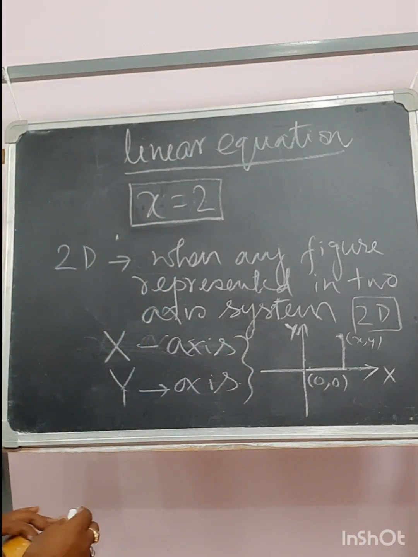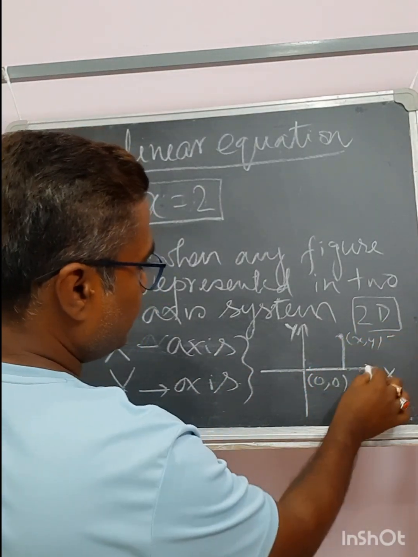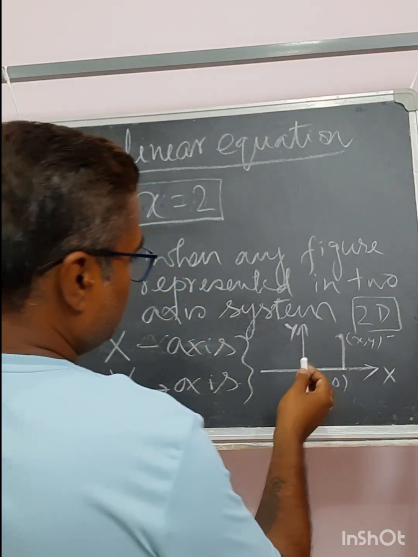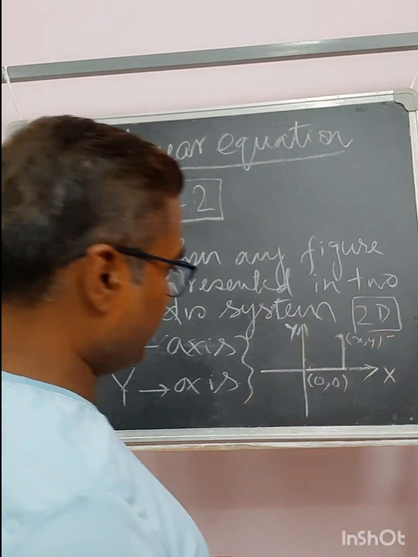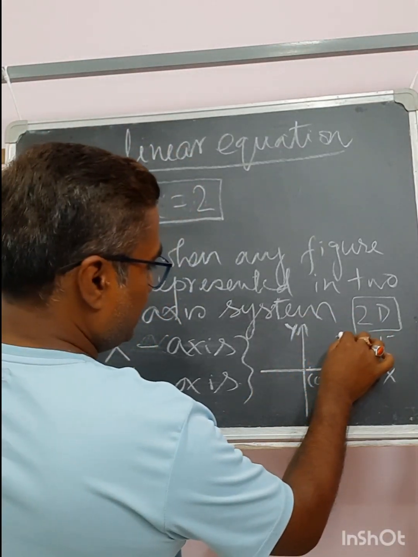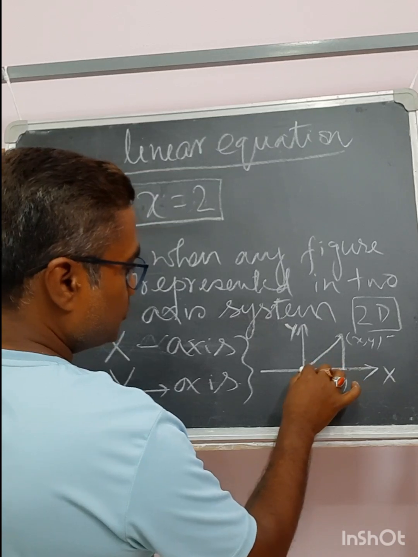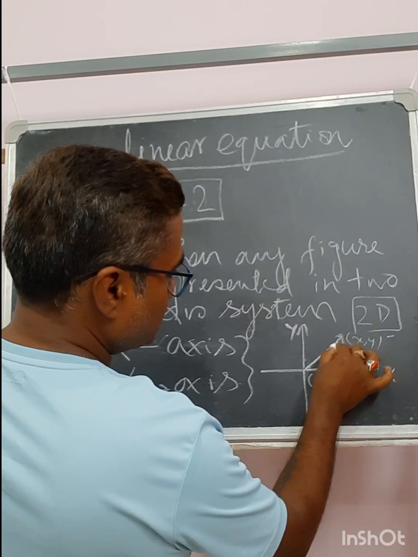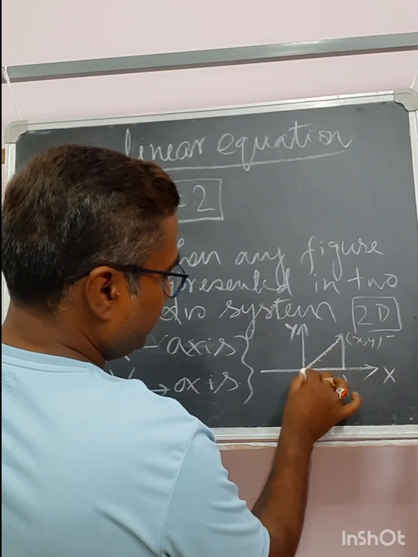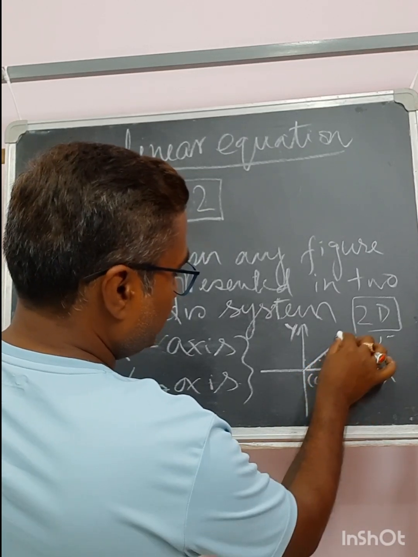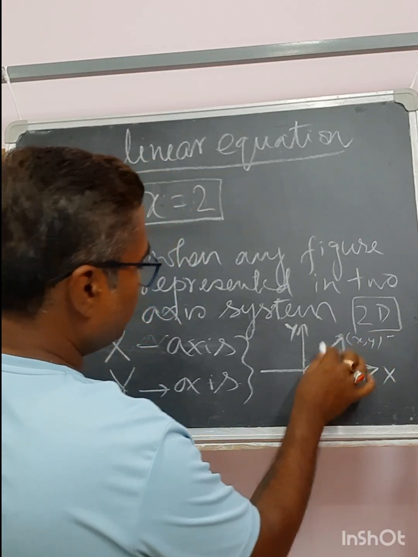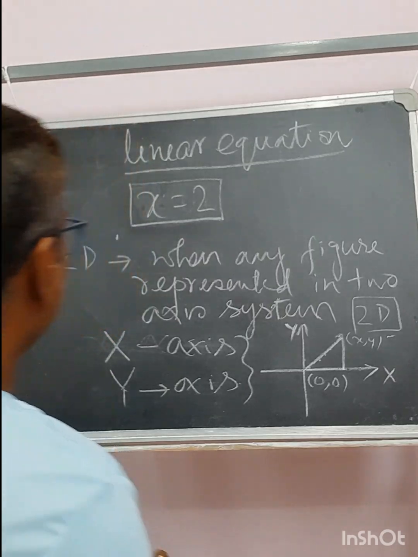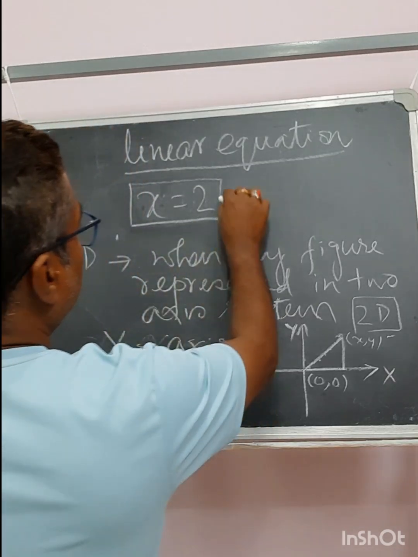Okay, so 2D always has two dimensions, x and y. So a line segment, which could be any part of any figure, also can be represented. Let's say I am taking this. This line is a combination of dots. Each dot has some values. So if I join all the dots, it will give a line. Now come back to the example.